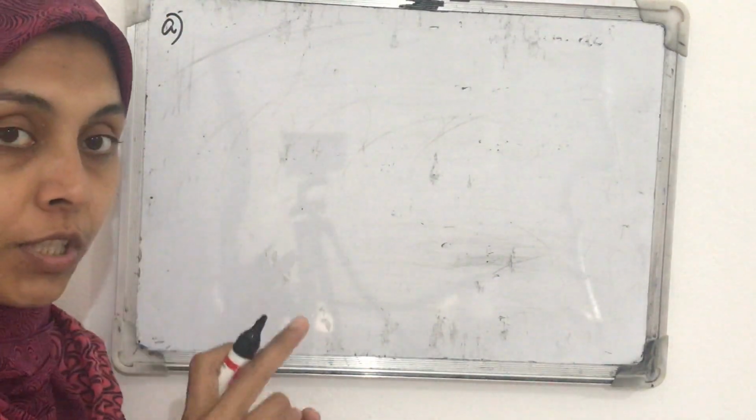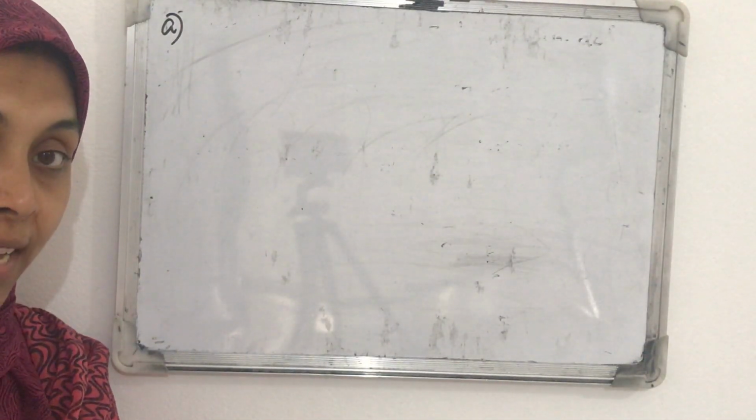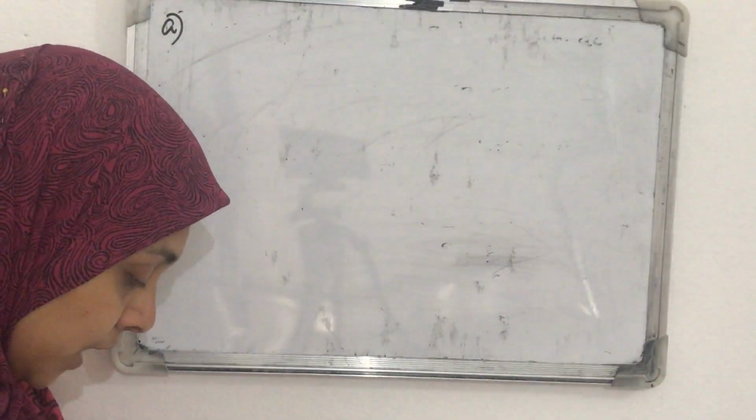I am not writing the question. All of you read the question from the textbook. Again, read the question. There are 25 plants in a row. That is the first information. So how can we write that?